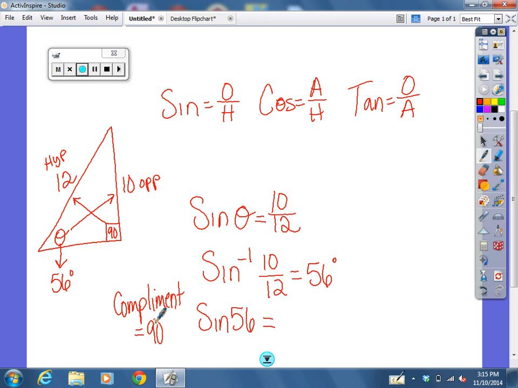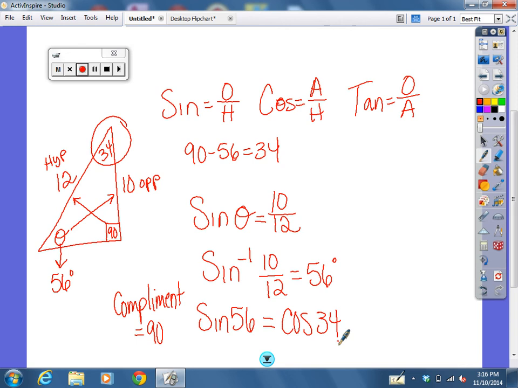So if I have sine of 56, I know that the other half of this equation would be cosine, and I just have to realize cosine of what. If it's sine of 56, what is the measurement of that opposite angle? When you put 90 minus 56 in your calculator, you get 34. So this angle right here is 34 degrees. So sine of 56 is equal to cosine of 34.